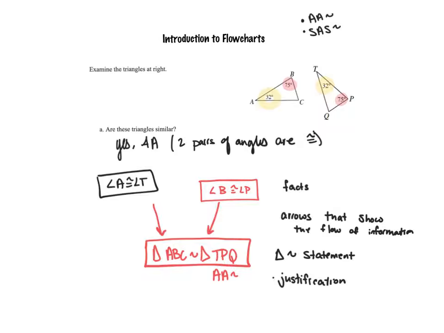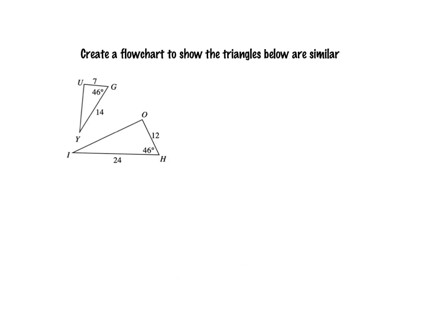Let's look at one more here. So again, I'm given two triangles, and if they are similar, I'm going to create a flowchart to show that they are similar. Now, we said we had two reasons that triangles are similar. The first is angle-angle. The second is side-angle-side similarity. As I look at this, I think it may be side-angle-side. If I look here, I have a 7 and a 12, a 14 and a 24, and I see that the angle in between those sides matches. I have a 46-degree angle here, and H is also a 46-degree angle.